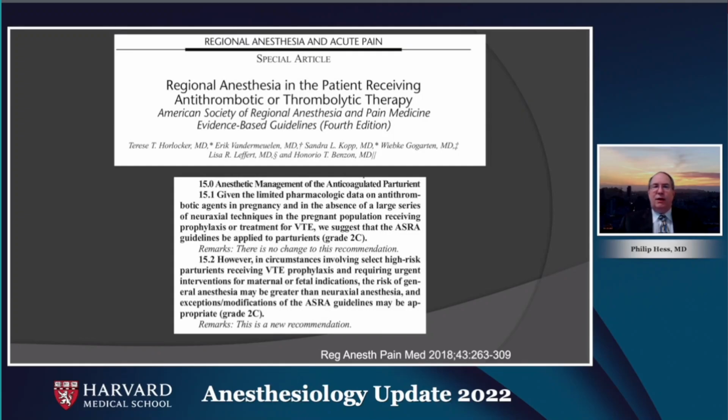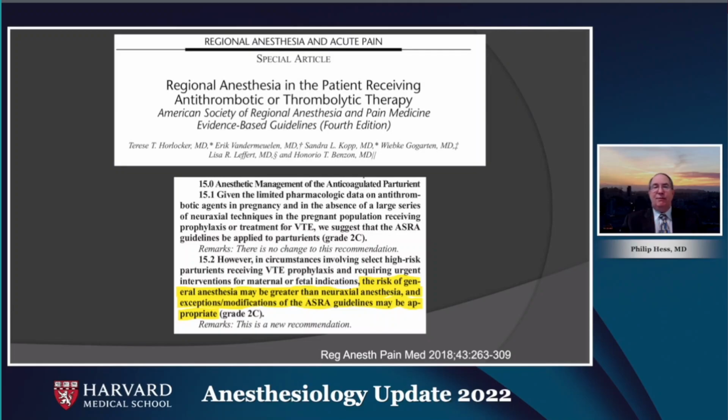However, the American Society of Regional Anesthesia, when they put their consensus 4th edition statement together here, said, of course, since we don't know, we have to default to a more conservative stance. So we suggest the ASRA guidelines be applied to parturient, even though we know that that doesn't make complete sense. So they put this caveat in which says the risk of general anesthesia may be greater than that of neuraxial anesthesia, and exceptions or modifications of the guidelines may be appropriate.